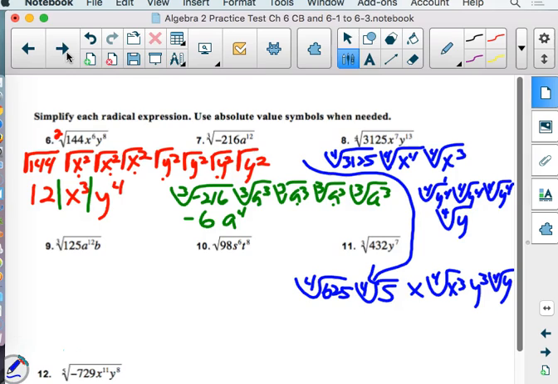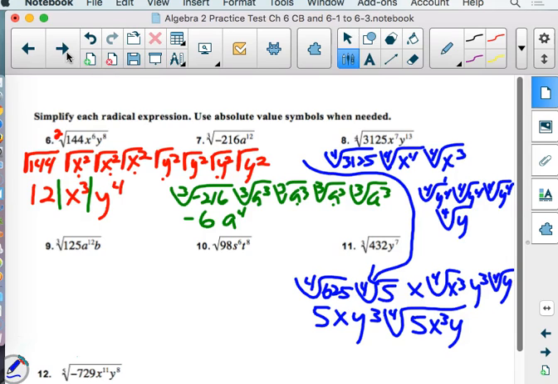4th root of 625 is 5. So this is a 5. We've got an x and a y to the 3rd that are nice. And then we go back and get all the ugly stuff. We've got a 4th root of 5. We've got an x to the 3rd and a y. So all the stuff that works out nice gets to go in the front, but all the ugly stuff has to stay under the ugly radicals.